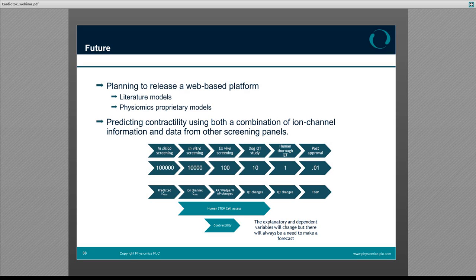Now, like I said before, we have this linear process that exists within drug development. And when you have a linear process like this, there's always a need to make a prediction about the next stage in development based on the data you have around the current stage of development. So there's always a need to make a forecast of some type.